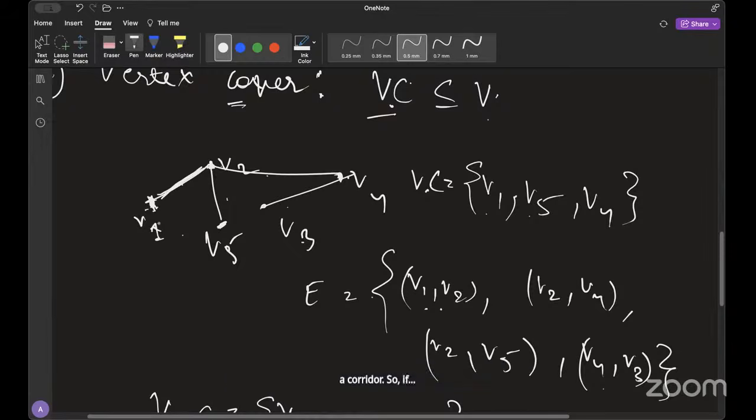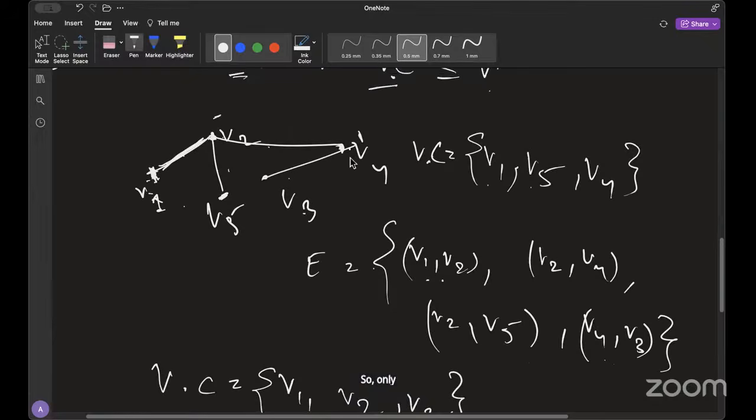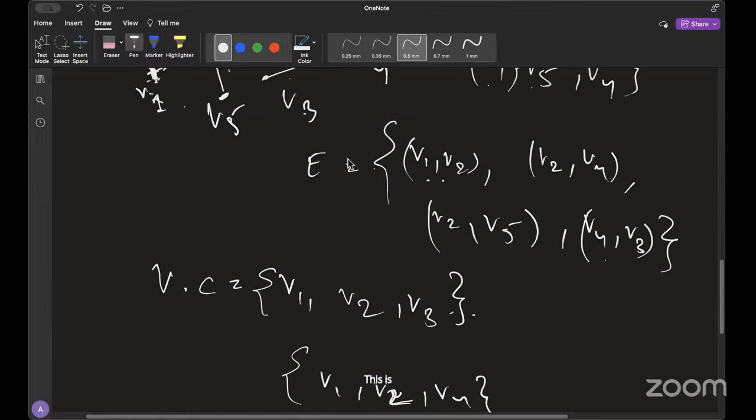Because there's no edge between V1 and V5, that means V1 and V5 do not have a connecting corridor, and V1, V2 has a connecting corridor. So let's say you have to install CCTV cameras. You can install one here that would take care of this corridor and this corridor. And you can install the other one here that would take care of this corridor, the one left. So only two are enough, right? This is one example of vertex cover.